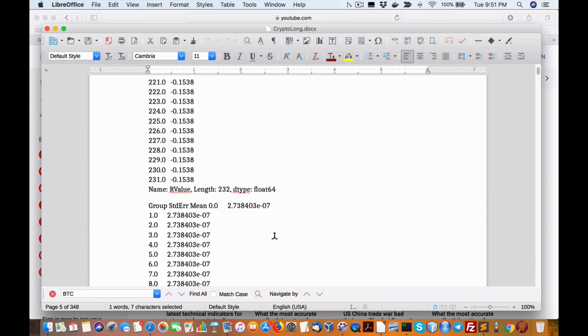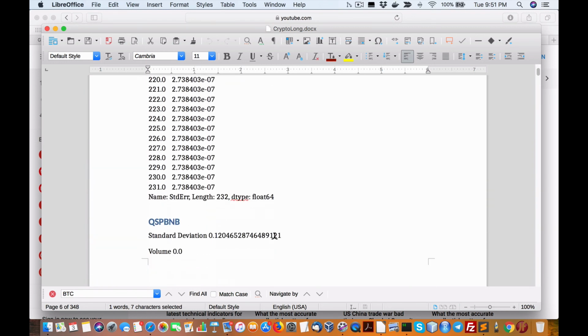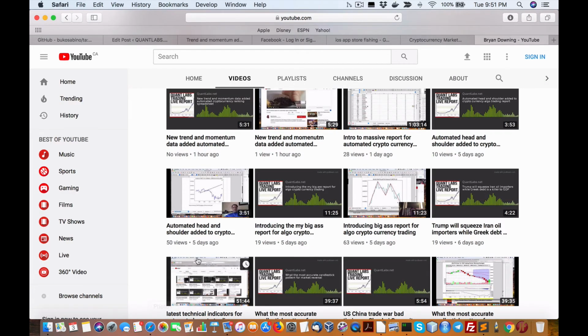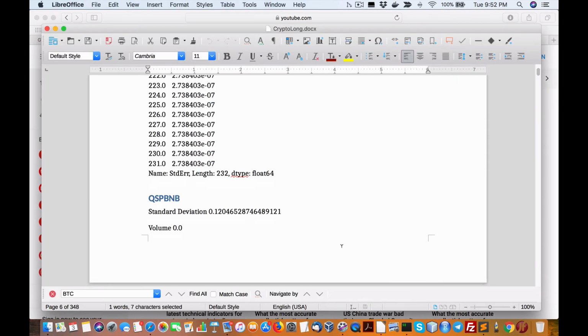Now, remember, this is in order as specified in my earlier video called New Trend and Momentum Data Added Automated Cryptocurrency Ranking Spreadsheet. So I've added, originally it did only volume and volatility, lowest being preferred, and then I've added some new criteria, including slope of the line, as well as a new data set from the TA Python package called Trend and Momentum. So I talked about that in this video. So now we're going to look at the report.